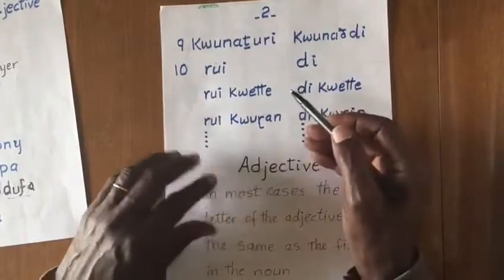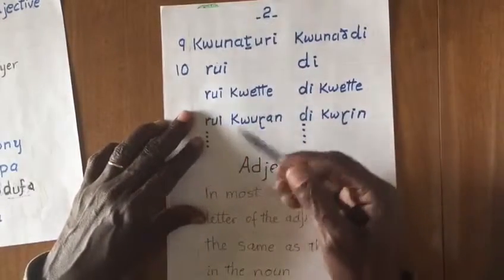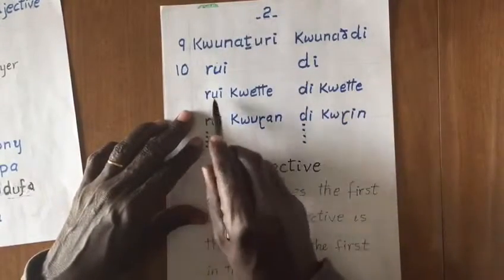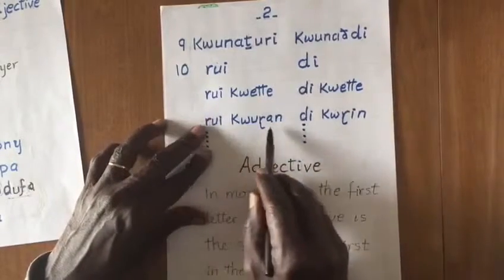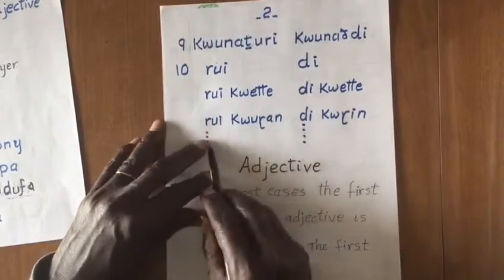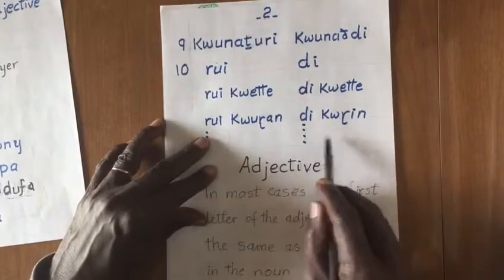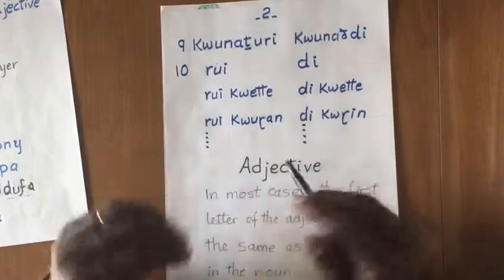Now, in order to say 11, 12, 13, you just add. Rui kwete, di kwete. Rui kuran, di kuran. Rui toral, di teyer. And so on.